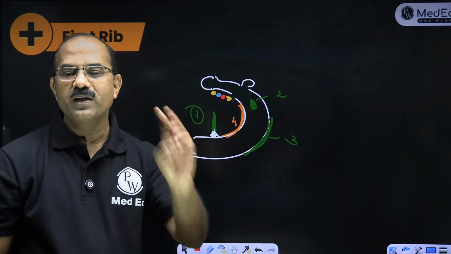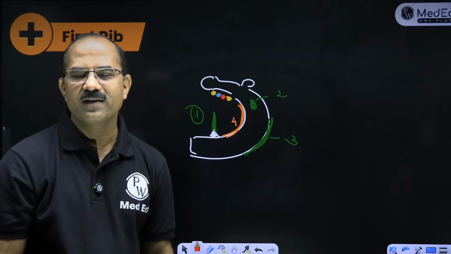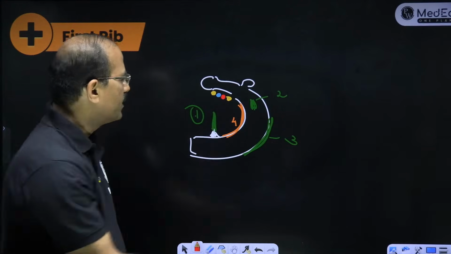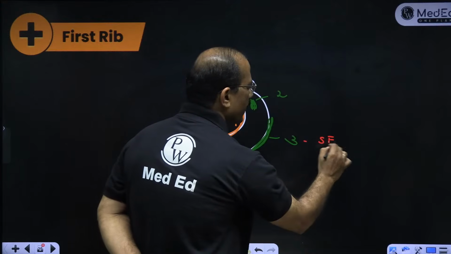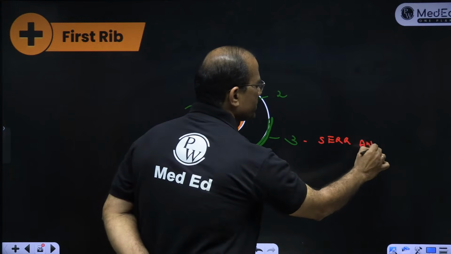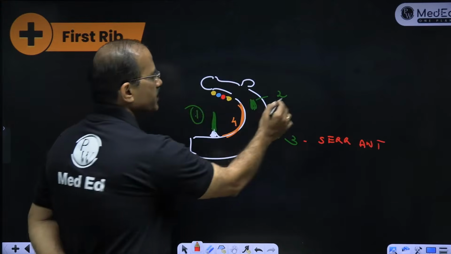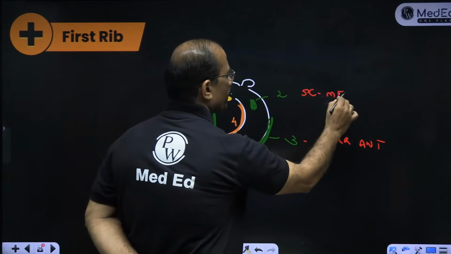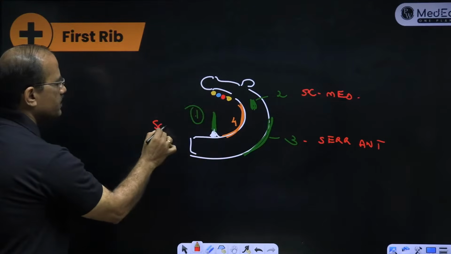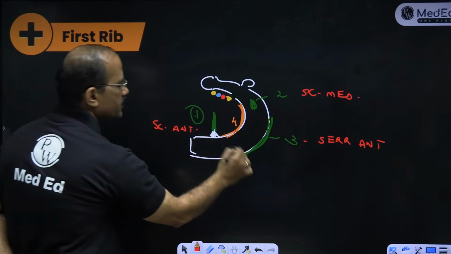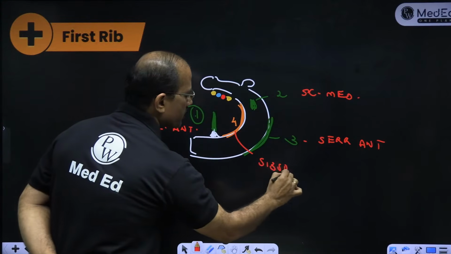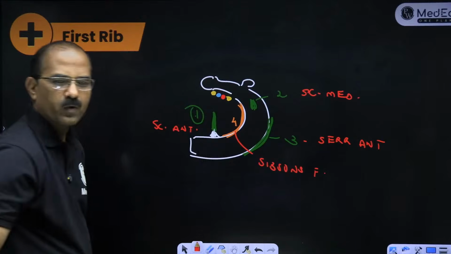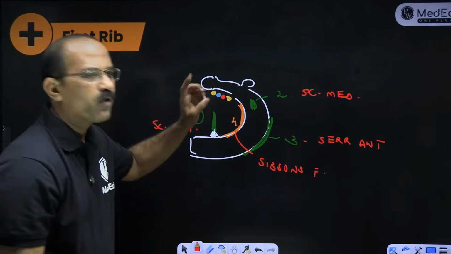Who's number 3? Serratus anterior. Very good, Richa. Number 3 is serratus anterior, the first digitation of serratus anterior. This is scalenus medius, this is scalenus anterior, and this is Sibson's fascia.